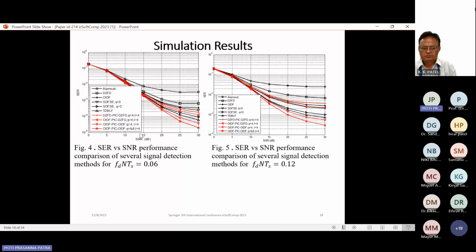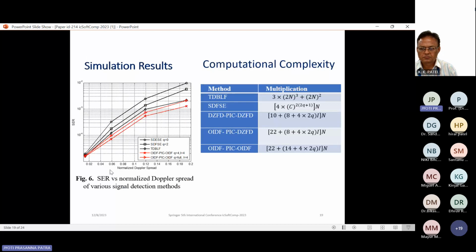And then we have the proposed methods in red colors, OIDF-PIC-OIDF, for normalized Doppler frequencies 0.06 and 0.12 respectively. We see that the proposed OIDF-PIC-OIDF method outperforms all the signal detection methods, including the time domain block linear filter and sequential decision feedback sequence equalization. This is similar with respect to normalized Doppler spread: irrespective of any normalized Doppler spread, the proposed method achieves much better performance.